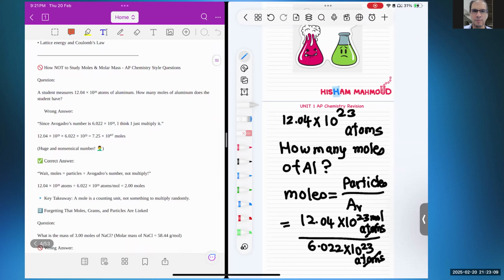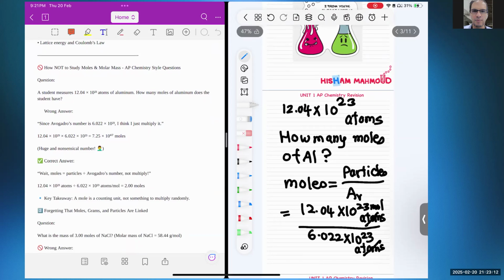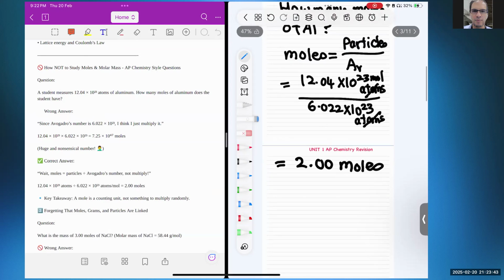A student measures 12.04 × 10^23 atoms. These atoms are of aluminum. How many moles are there? Simply, the moles is equal to the particle count divided by Avogadro's number. So if you have atoms, molecules, ions, whatever, and you want to find the number of moles, divide the number of particles by Avogadro's number. So I have here 12.04 × 10^23 divided by Avogadro's number, 6.022 × 10^23. That's equal to 2 moles.